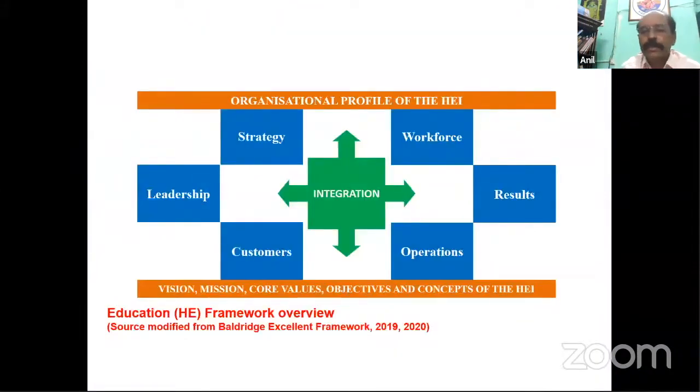So this is basically the integration of your assessment, that is the organizational profile of the higher education institution. You already have a strategy, you have a workforce, through that workforce you are operating the systems, you have customers, mostly your students are customers, and as a principal and IQAC there are leadership teams, and ultimately the outcome is in the form of results. So you have to integrate all the systems. This is called the higher education framework overview. This is also called the Baldrige excellence framework model, because it shows NAAC is nothing but excellent teamwork. So it shows the integration of all the different stakeholders, right?